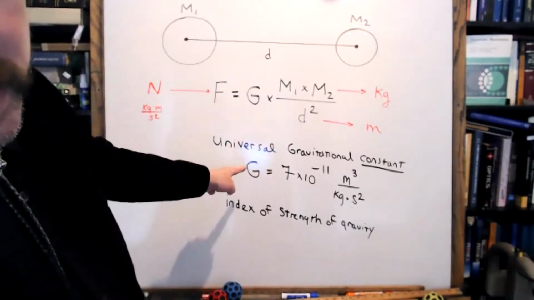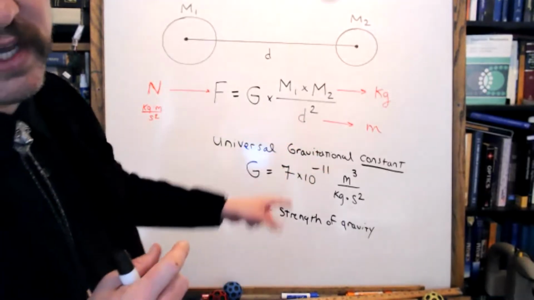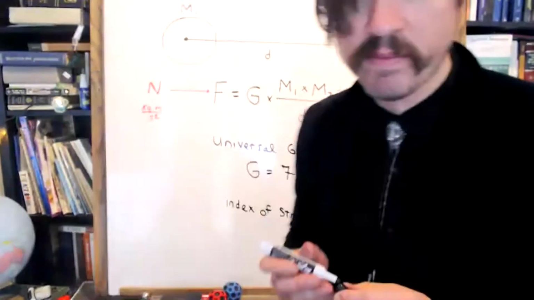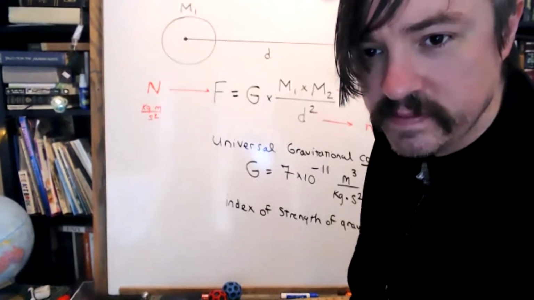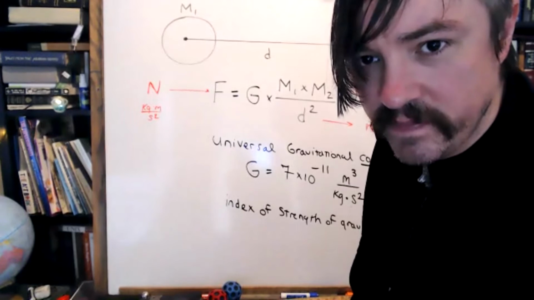Don't confuse big G, the universal gravitational constant, with little g. Little g, what is little g? Can you guys remember? How's your memory cells? What's that little g all about?